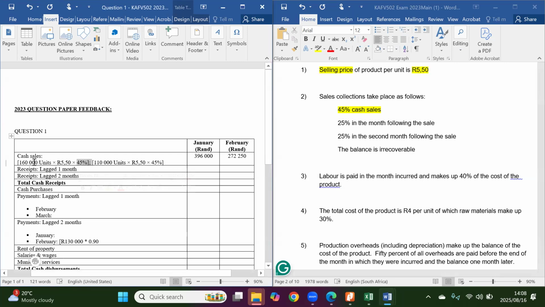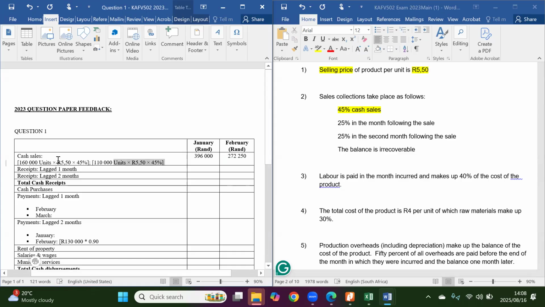If you do the computation of this calculation, that's going to give you 396,000 over here. Then you do the same for the month of February, with the 110,000 units multiplied by 5 rands 15 times 45%, to give you a total of 272,250 for the month of February. Are we together? Now, that's one way of doing it.